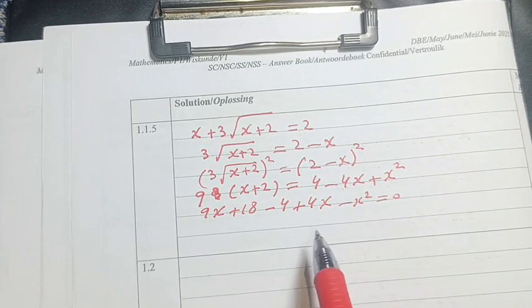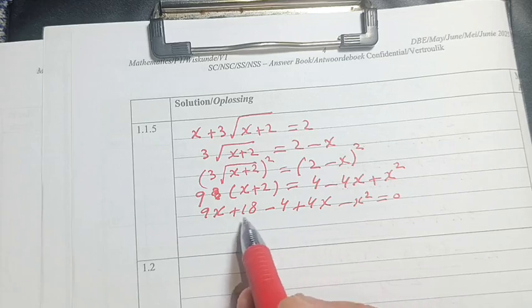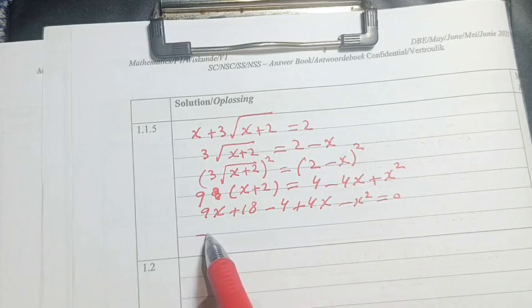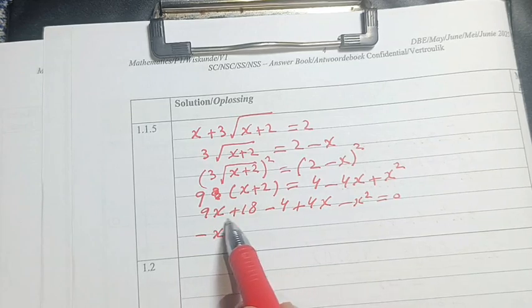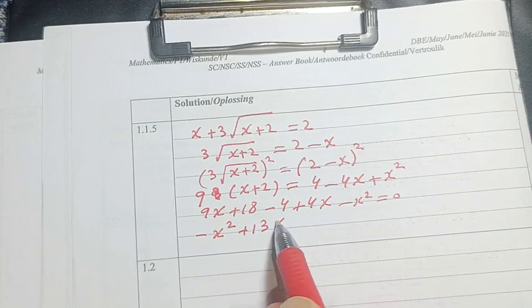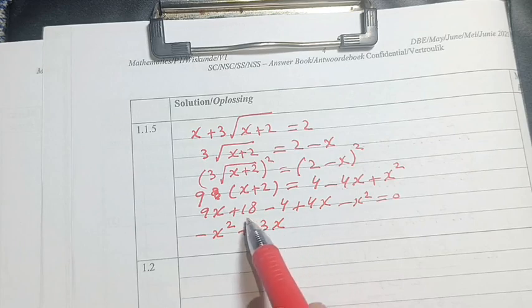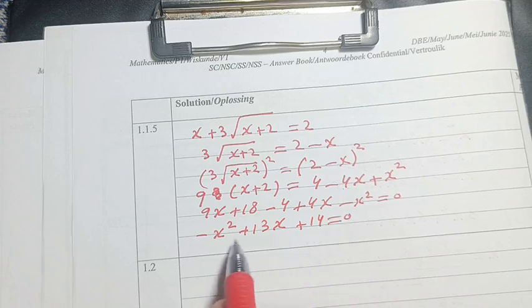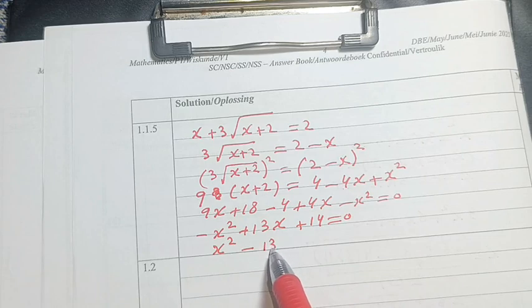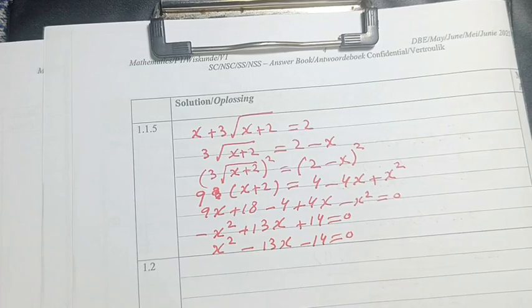Now simplify here. So it's going to be negative x squared, and this becomes positive 13x plus 14 is equal to 0. Now the negative must apply inside: x squared minus 13x minus 14 is equal to 0.